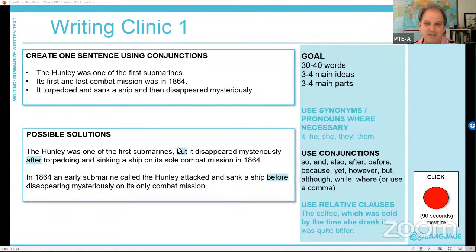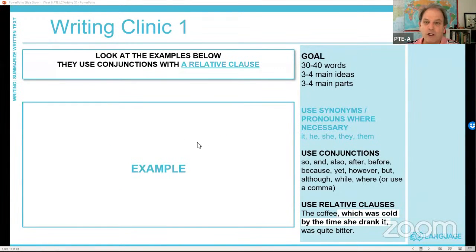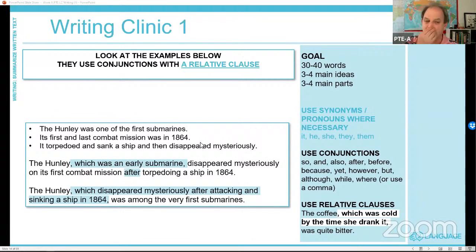So we're joining these phrases together. We're going to do a little bit of practice and get better at it. We're going to look at relative clauses. Now, relative clauses, which we looked at in our grammar class today, are clauses that are dependent on each other or non-dependent on each other. We can leave the information out and the sentence will still make sense.